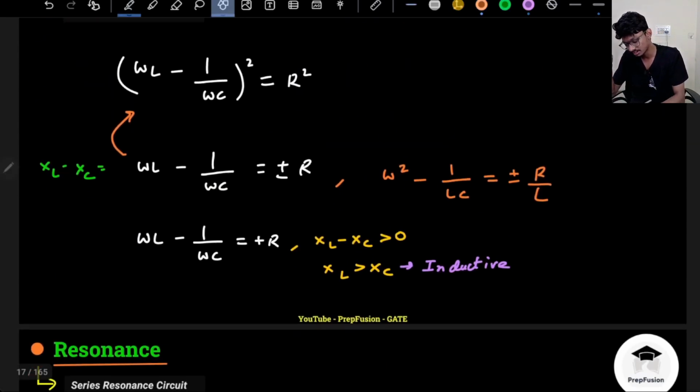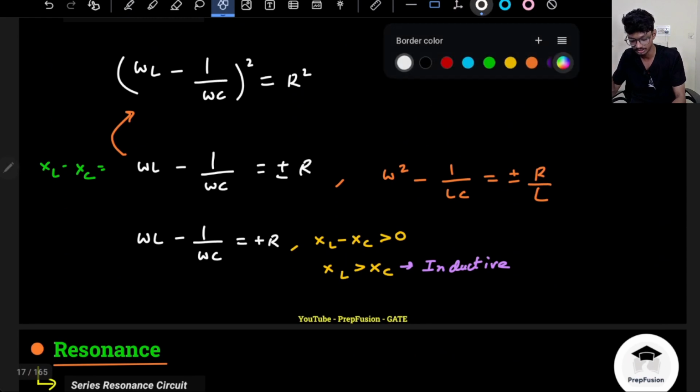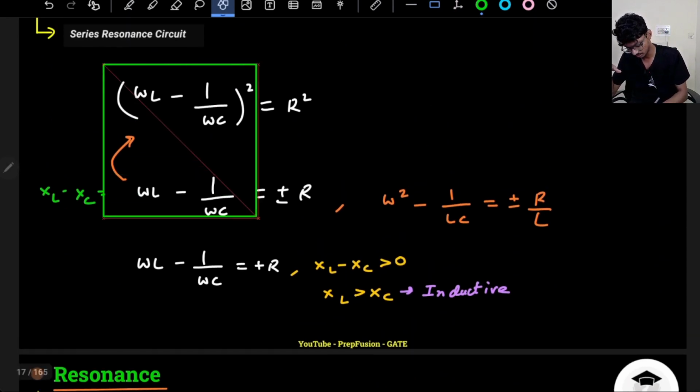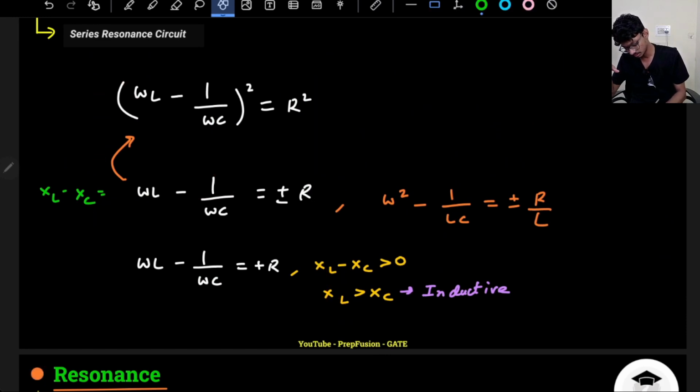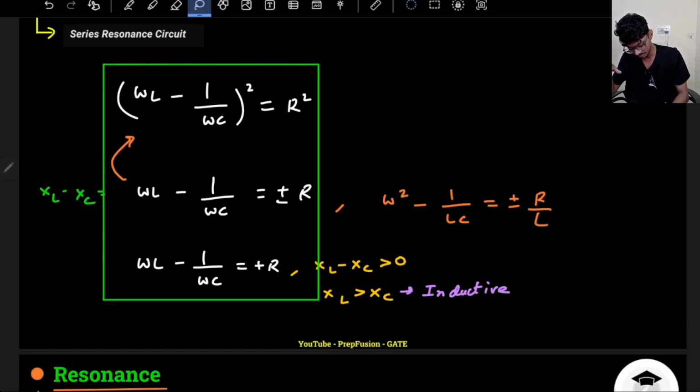So this formula is very important. Although I don't tell you to remember, this is an important thing. It's good if you remember, right? It will be helpful if you are able to remember this thing.